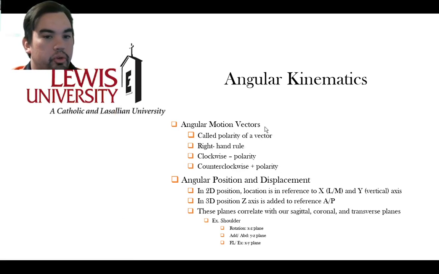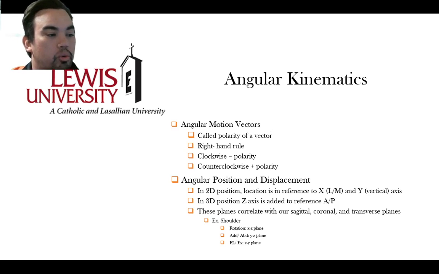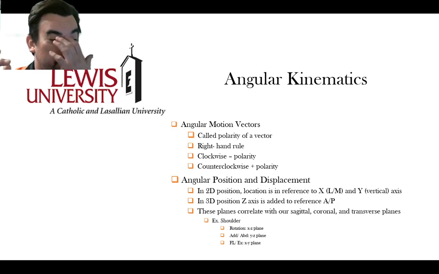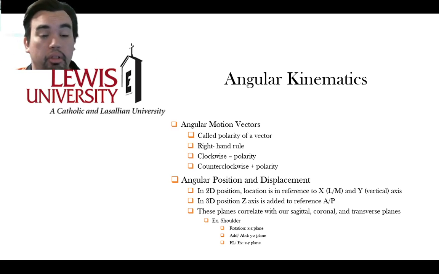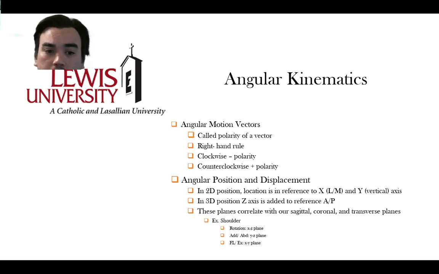So now we're going to get into angular motion vectors. What they call the polarity of a vector is what we describe when we talk about angular motion. So what is the polarity of a vector? It's typically what they call the right-hand rule.